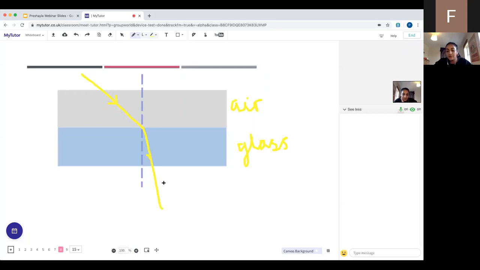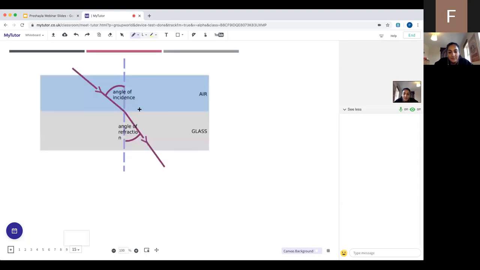Okay, so it's not like reflection where the angles are the same. It's refraction where the angle is now shallower. But we still measure the angles from the light ray to the normal. That never changes. So the angle from the light ray to the normal is there, and that's the angle of incidence. This time, the angle from the light ray to the normal is here, and that's the angle of refraction. So you can see it more clearly here.